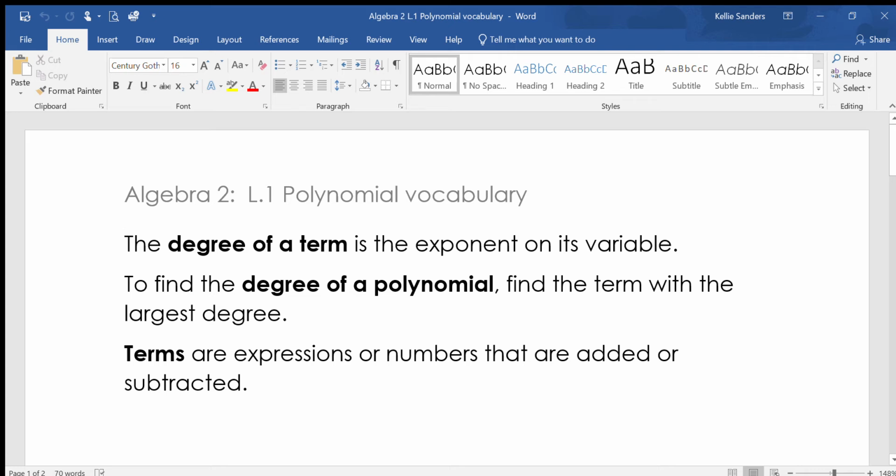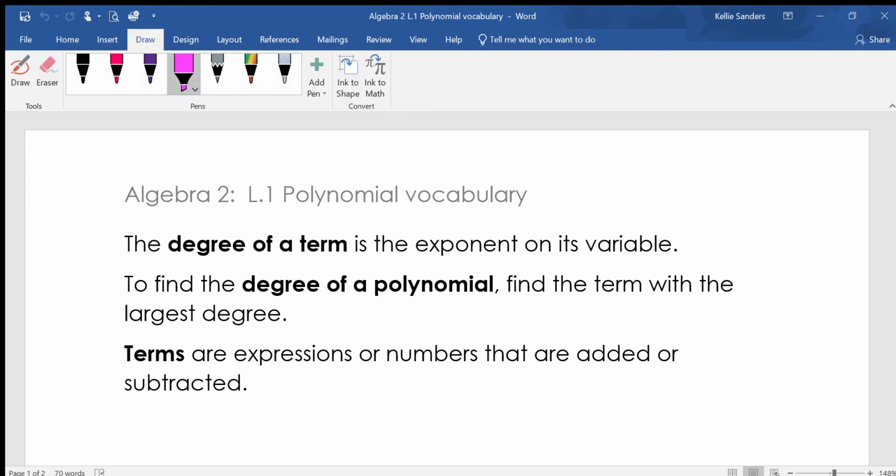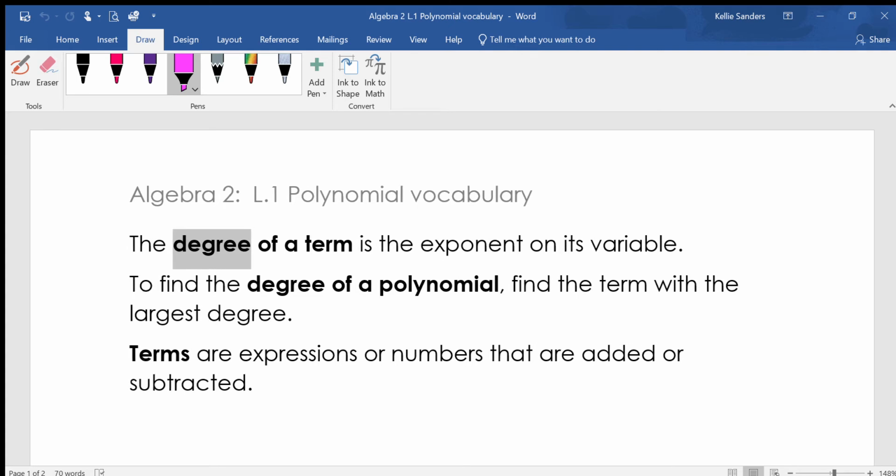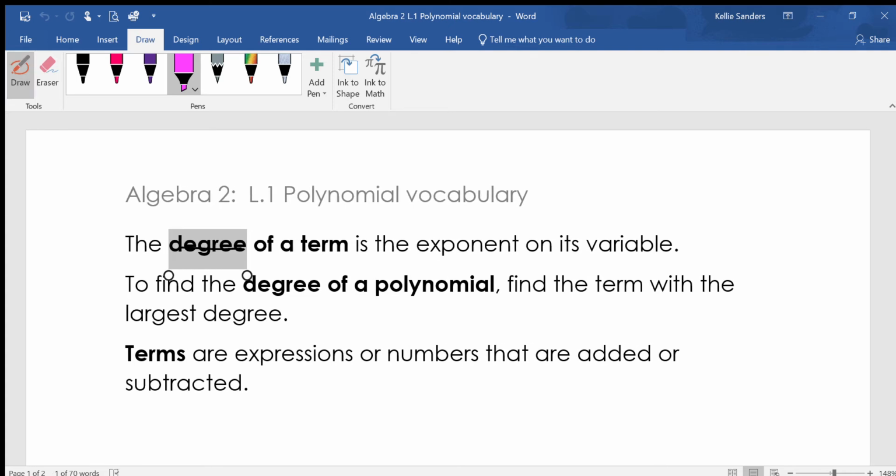L1 polynomial vocabulary. A couple of new terms. The degree of a term is the exponent on its variable. I'll explain that better in just a minute. To find the degree of a polynomial, find the term with the largest degree. And terms are expressions or numbers that are added or subtracted. So basically we have the words degree.